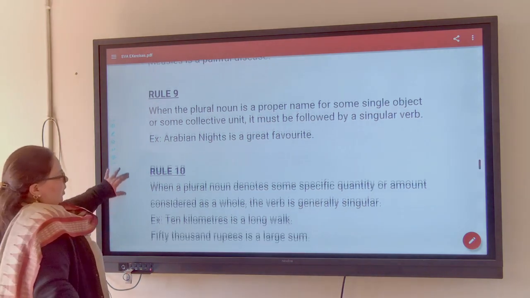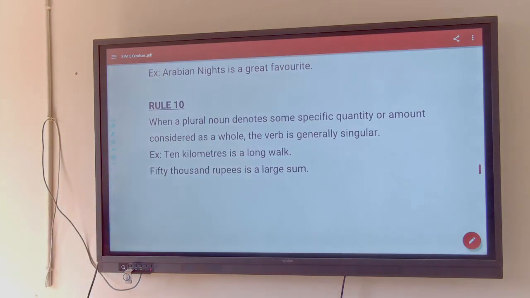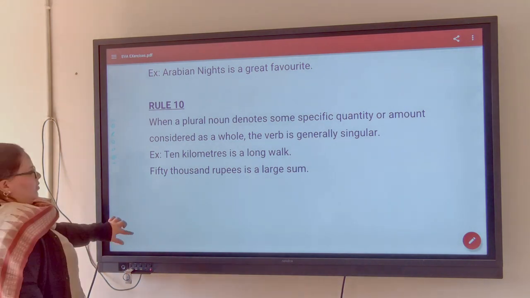Okay, moving on to rule number 10. When the plural noun denotes some specific quantity or amount, we always write it with an S, but it is considered to be singular. Example, 10 rupees. Rupees is written with an S, but it is considered to be one singular subject. So we always say 10 rupees is a small amount. 10 kilometers, kilometers is written with an S again, but it is considered singular. We always say 10 kilometers is a long walk.